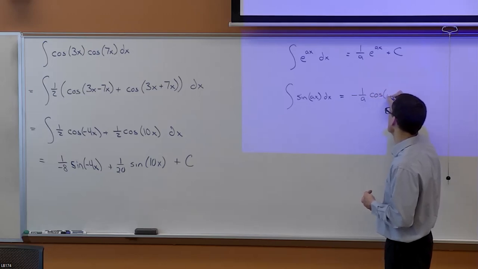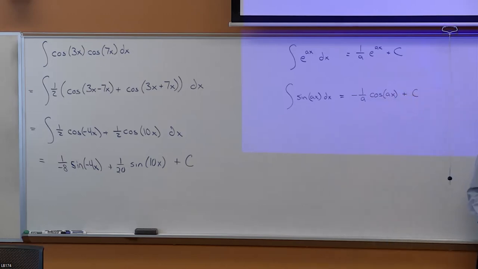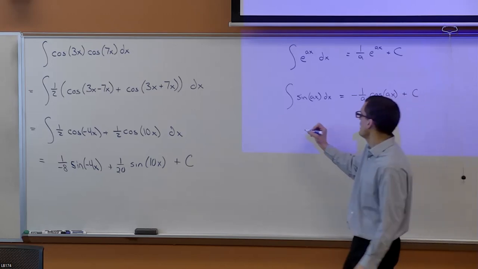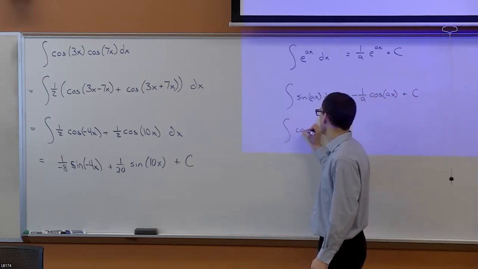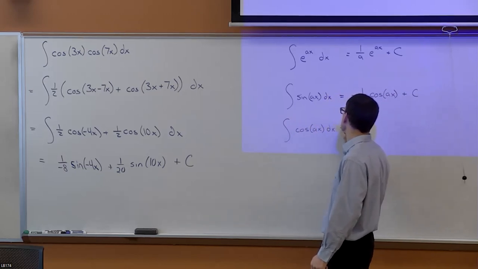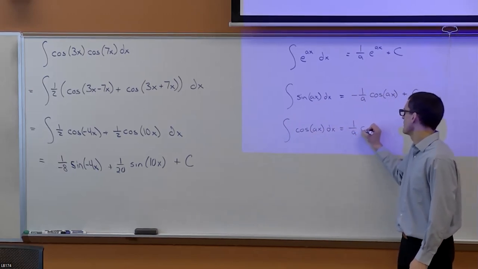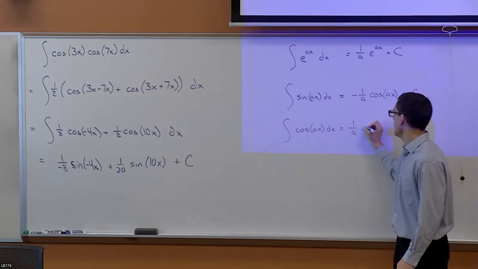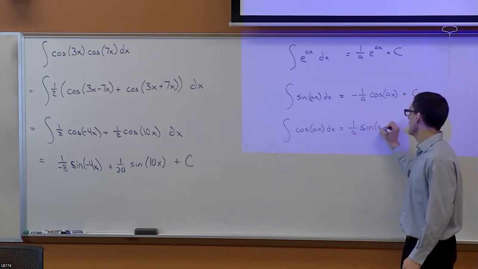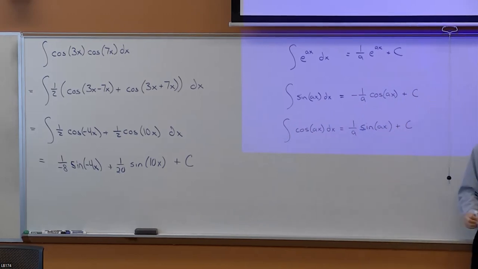So you do the negative cosine piece, but since it's ax, you divide by it. And the same thing with cosine. Normally, the integration of cosine would be a positive sine. If I have cosine of ax, it is the positive sine of ax, and then I divide by a. So all three of those are basically the same kind of concept.